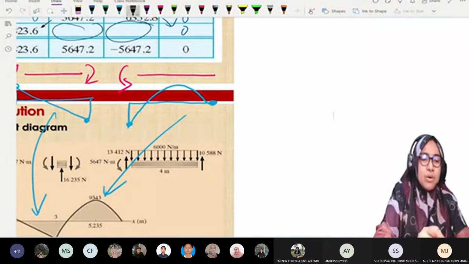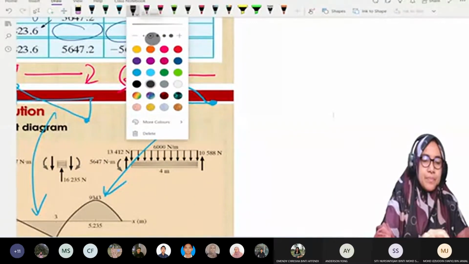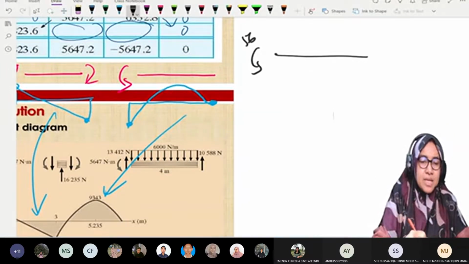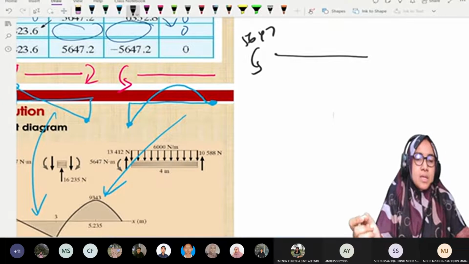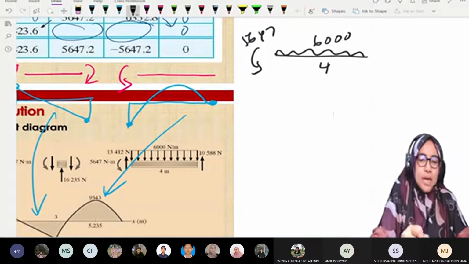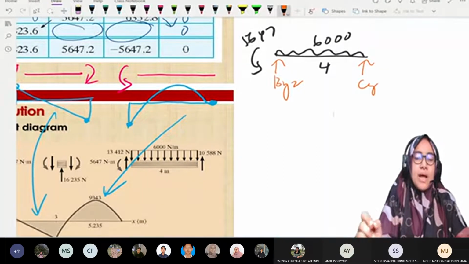analyzing beam. So we draw the beam. We draw the beam like this. Okay, we draw beam. Okay, it is 5647. UDL is 6,000. This is 4 meter. Okay, and then we apply shear. So kat sini BY2. This is CY.